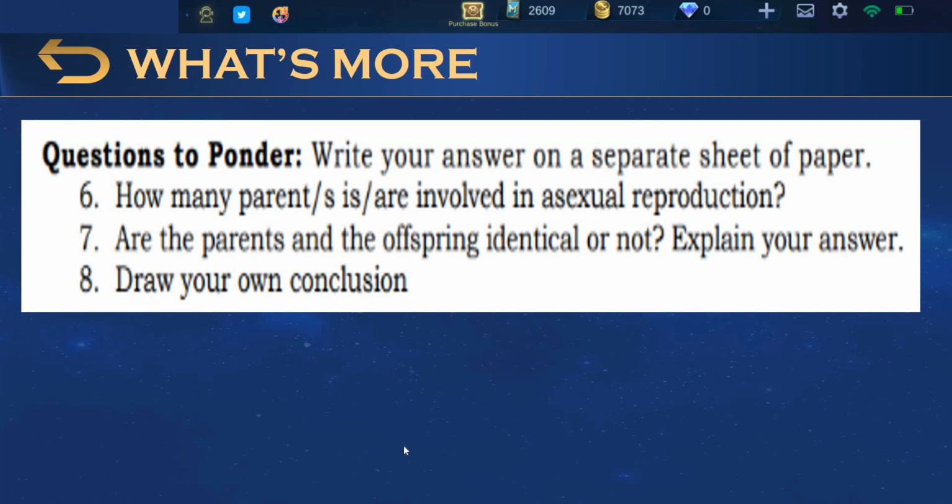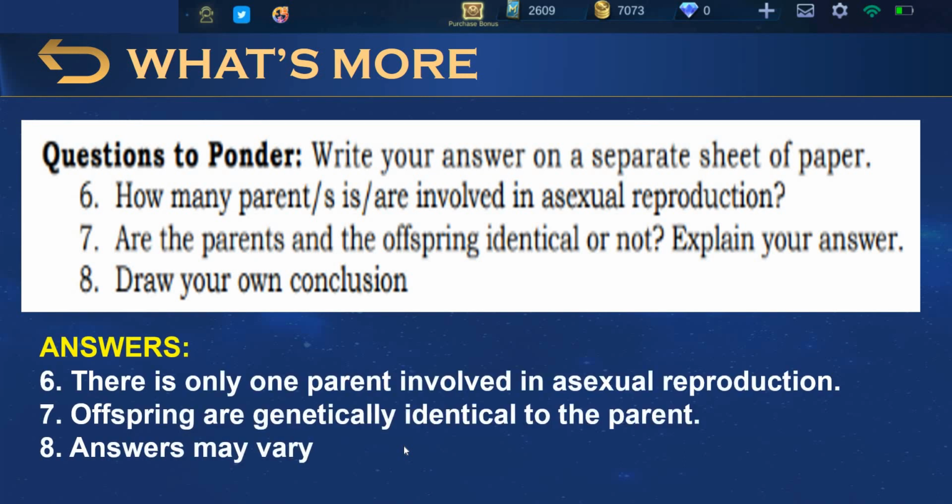Okay, so this is again under what's more. Questions to ponder. Write your answer on a separate piece of paper. Number 6: How many parents are involved in asexual reproduction? Number 7: Are the offspring identical to the parent or not? Explain your answer. And number 8: Draw your own conclusion. Let's have the answer. For number 6, there is only one parent involved in asexual reproduction. For number 7, offspring are genetically identical to the parent. And for number 8, answers may vary.